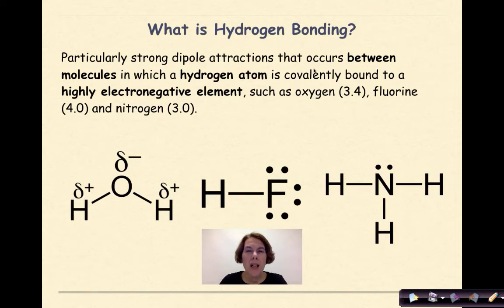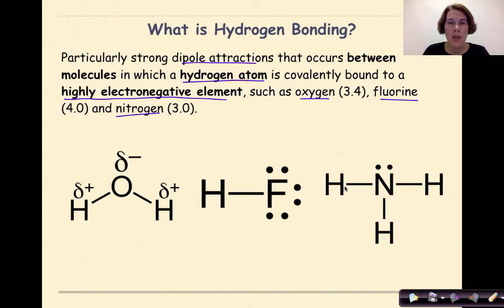So what is hydrogen bonding? Hydrogen bonding is particularly strong dipole attractions that occur between molecules in which a hydrogen atom is covalently bonded to a highly electronegative element such as oxygen, fluorine, and nitrogen. Here we have 3 examples of hydrogen bonding.